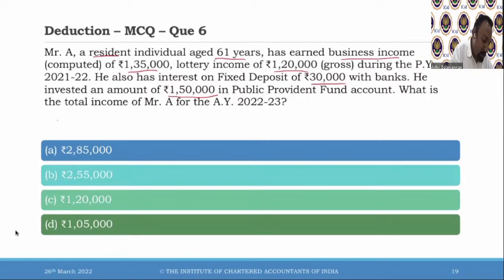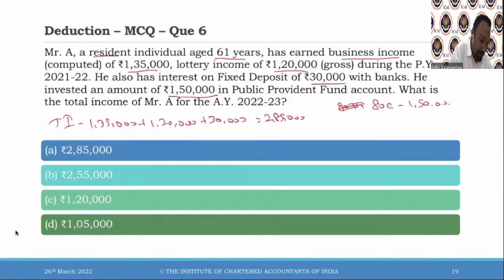So my total income will be how much? 1,35,000 plus 1,20,000 plus 30,000. Correct? So it will be 2,85,000. Now for deductions, I am eligible for 80C 1.5 lakhs. 80TTB, I am eligible for 30,000. But the maximum deduction I can claim is only on this particular income and this income. This is not allowed. So my maximum deduction under Chapter 6A can only be 1,65,000. So this will get restricted to 1,35,000.